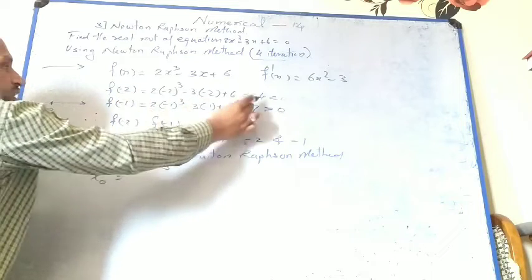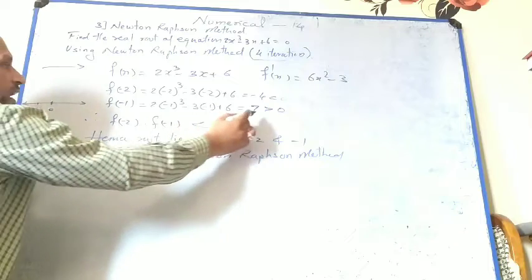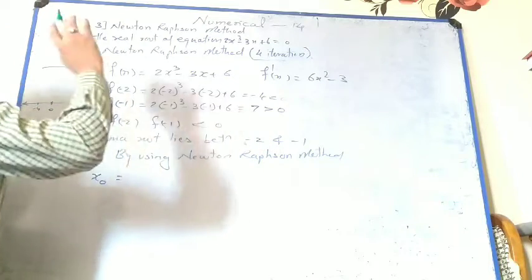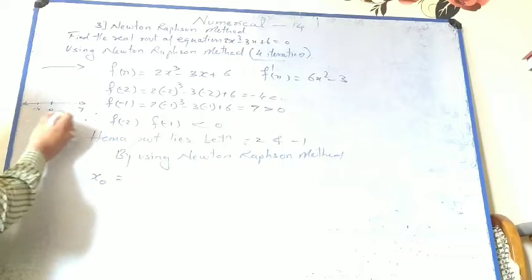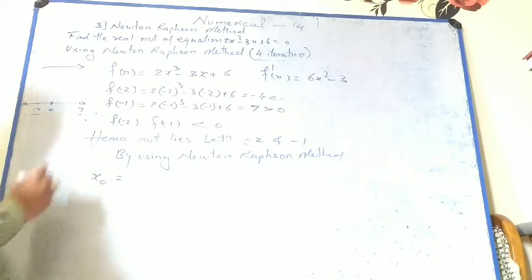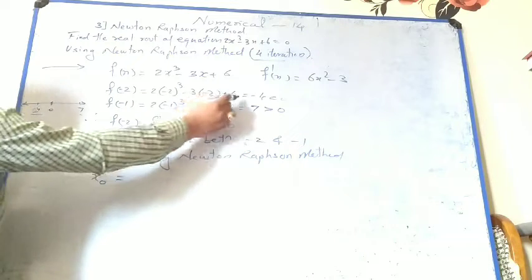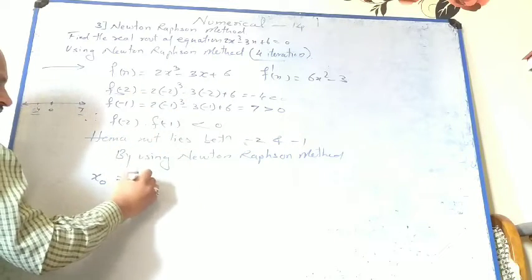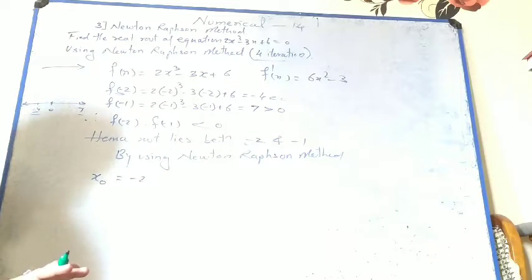For f(-2), it is -4, which means it is somewhere here, -4. And for f(-1), it is 7, so it is here somewhere. Which is near to 0? This value is near to 0, or this value is near to 0? So this value is near to 0. So this means -4. -4 means you have to take this, -2. This is your initial iteration. I think you have followed this.